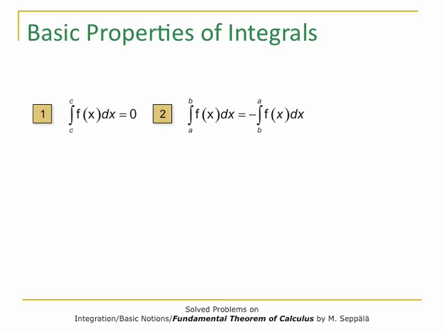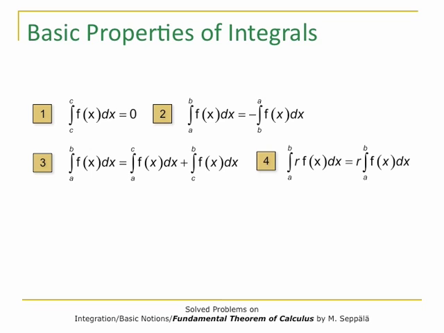The integral from a to b of f of x dx is always the negative of the integral from b to a of f of x dx. That is, if we switch the bounds, the sign of the integral also changes. The third property is that the integral from a to b of a continuous function f is the same as the integral from a to c of f plus the integral from c to b of f.